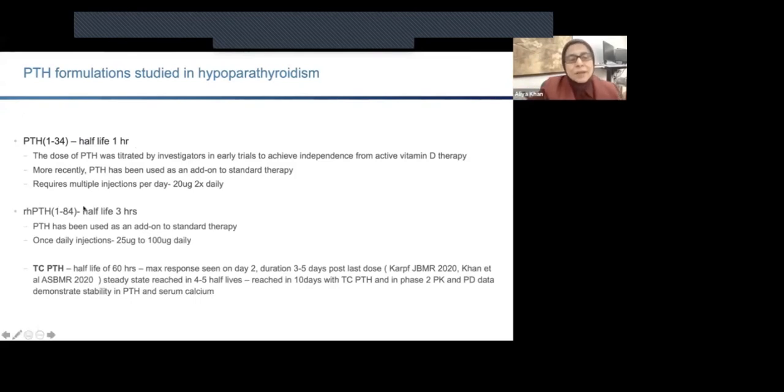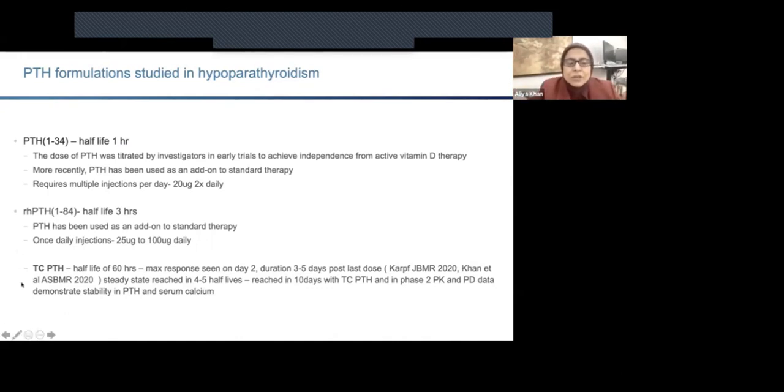Then we have recombinant human PTH, 1 to 84. Half-life is longer. From 1 hour, it's gone to 3 hours. And it can be given as a once-a-day injection because it has a longer half-life. And some people only need 25 micrograms. Some people need 50. Some people need 75. Some people need 100. So we need to gradually titrate so that the patient's calcium will be normal and the phosphate will be reduced, and hopefully the urine calcium will go down.